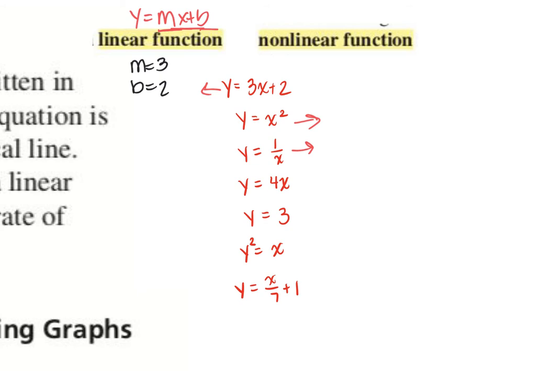Because you're dividing, and when it's mx, it's always multiplying. Correct. We're dividing by the variable, okay? We're dividing by this variable. Do we all see that? You can't do that, okay? For linear functions, you cannot divide by the variable.